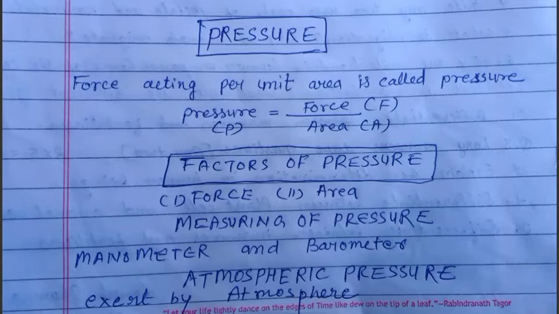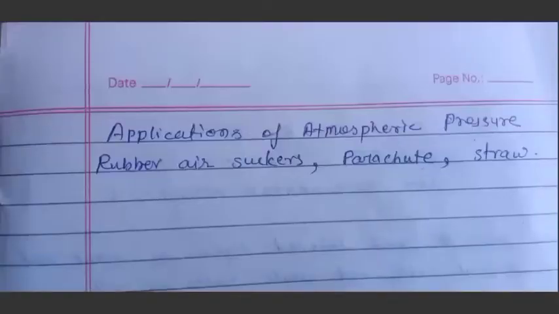Next, measuring of pressure. Pressure we can measure with a manometer and a barometer. Barometer we use for measuring atmospheric pressure. Atmospheric pressure is the pressure exerted by the atmosphere, and it is called atmospheric pressure. Application of atmospheric pressure. In our daily life also we use atmospheric pressure.